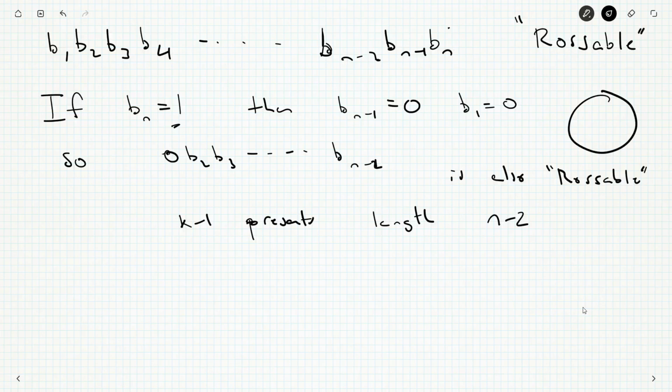But must the other case be if Bn is 0? Because if it's 0, then I can't just chop off the last one and get a Rossable string.